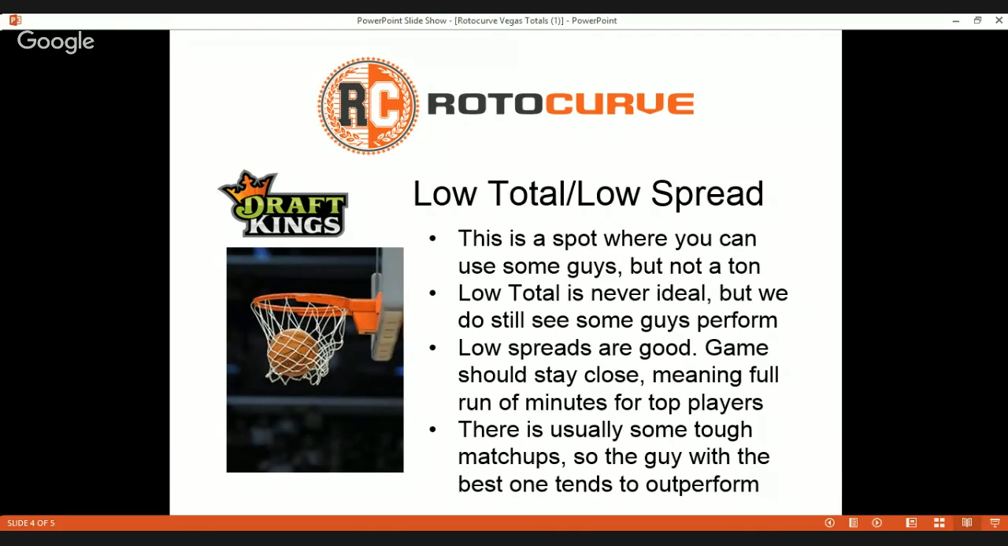If he's in a low total, low spread game, looking at a guy like Kemba Walker, who has high usage when everybody else was out, not so much so now that Batum and everybody else came back. But if you can find those high usage guys in these low total, low spread games, I think there is a chance that they can still outperform. So those guys are still going to be on the table for me.